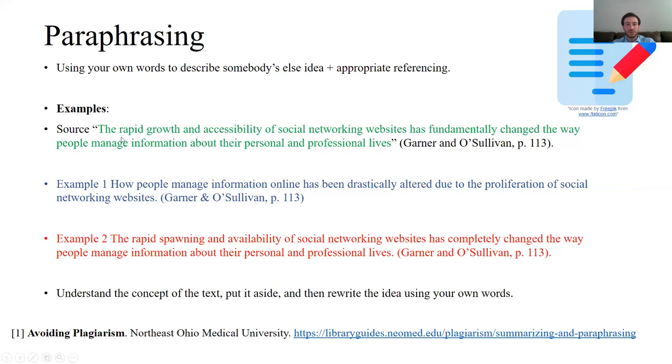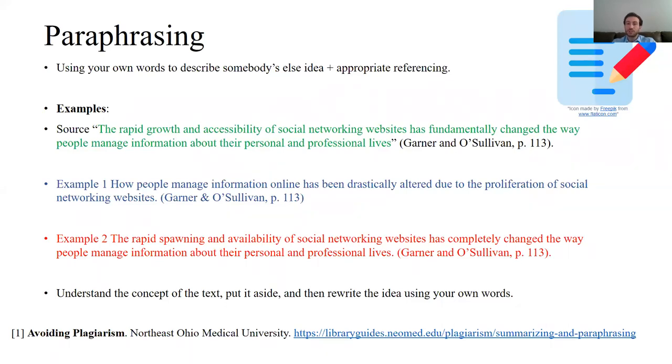So what example two did is they used 2 words, then instead of growth, they used spawning, and instead of accessibility, they used availability. And then you can see the same thing is going on. Instead of fundamentally, they use completely. And the rest of the sentence is the same. So this is not acceptable. Even if you do use the 3 words rule, it doesn't apply if you're changing a word between every 2 or 3 words but the structure of the sentence is the same.